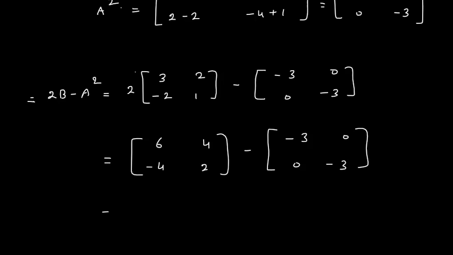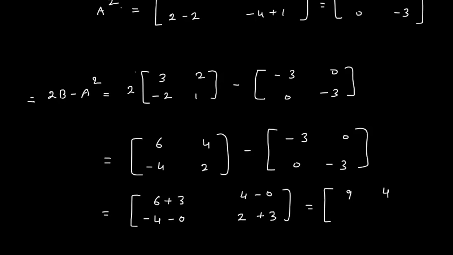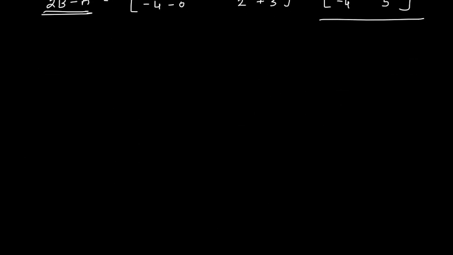So now 6 minus minus will become plus, 6 plus 3, this is 4 minus 0, this is minus 4 minus 0, and this is 2 plus 3. This is equals to 6 plus 3 is 9, this is 4, this is minus 4, this is 5. This is the value of 2B minus A square, right? Okay, now let us see the ninth problem.